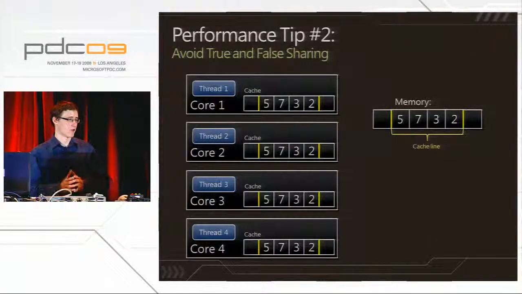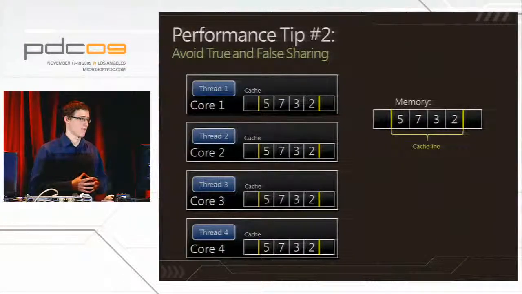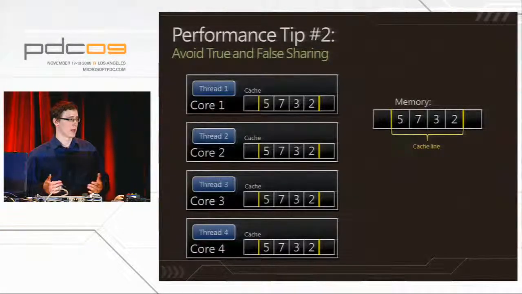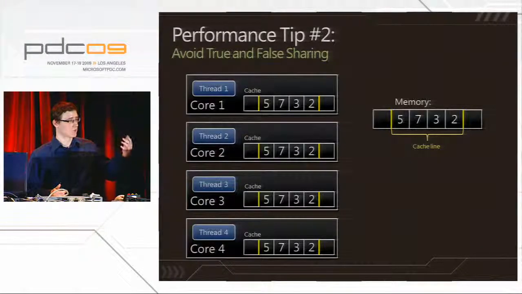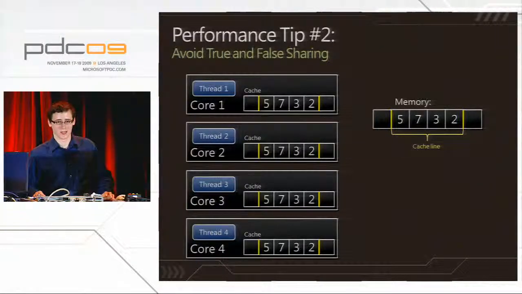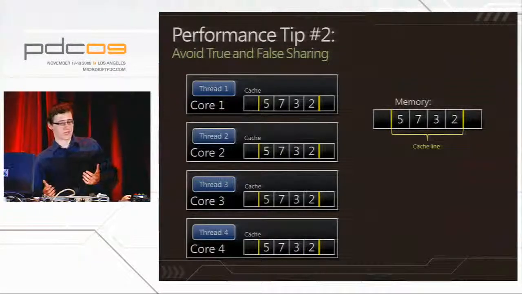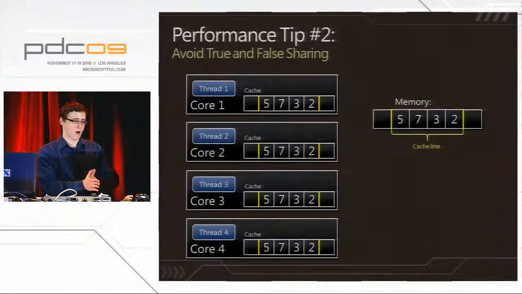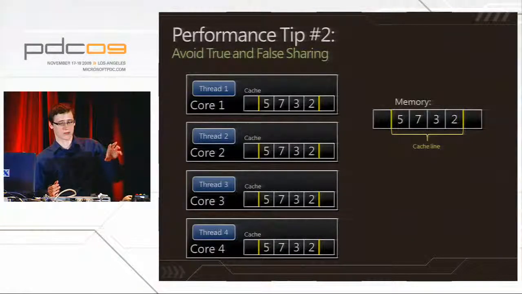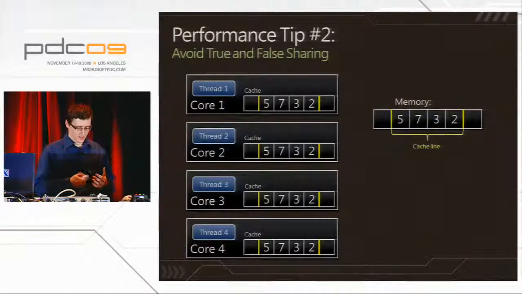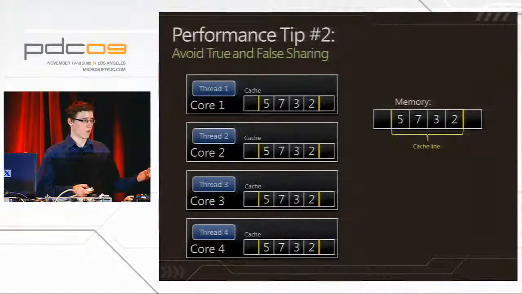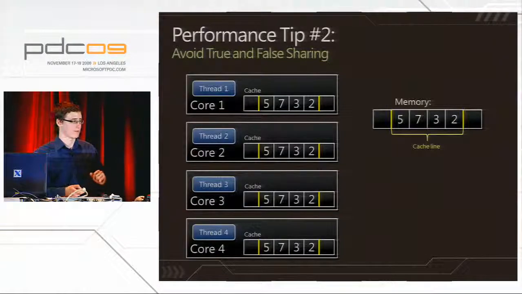I have a diagram here that shows what happens. I have values 5, 7, 3, 2 in main memory and 4 cores. Each one has these values in its cache. You can think about, for example, the case where core 1 is reading and updating the first value, the 5, and core 2 is reading and updating the second value, and so forth. And what happens is that thread 1 wants to update the value 5.